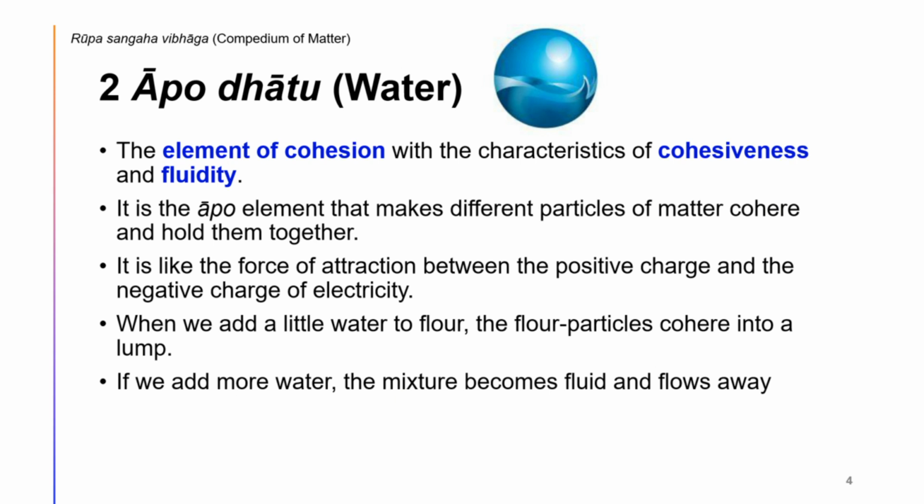So next one, Apo Dhatu. Apo means water. The element of cohesion with the characteristic of cohesiveness and fluidity. That means, imagine you have many flour particles, for example flour. You want to join all the flour particles together, you need water, because by then it's dry, you can't do anything. So when you mix a bit of water with the flour, then the thing will start to combine.